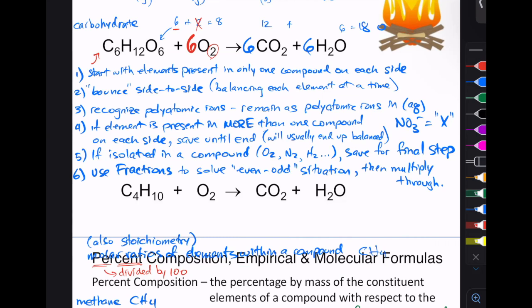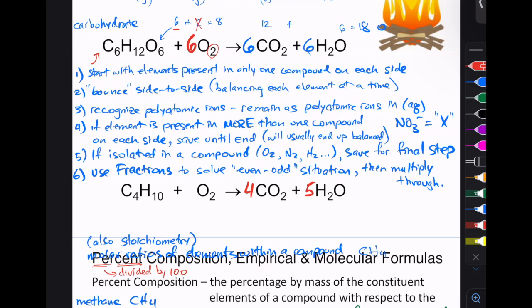Okay, we've got oxygens everywhere, so almost everywhere. So let's save those till the end. Let's start with the carbon, because I like starting with carbon. 4 on the left, 1 on the right. So that gives us 4 carbons here. Let's now go to the hydrogens. 10 on the left, 2 on the right. So we put a 5 here. So far, so good. Now we got to look at the oxygens.